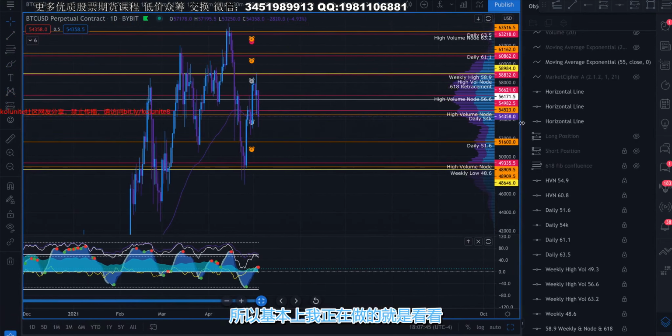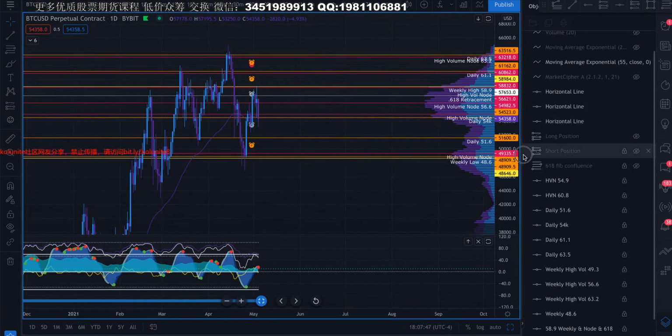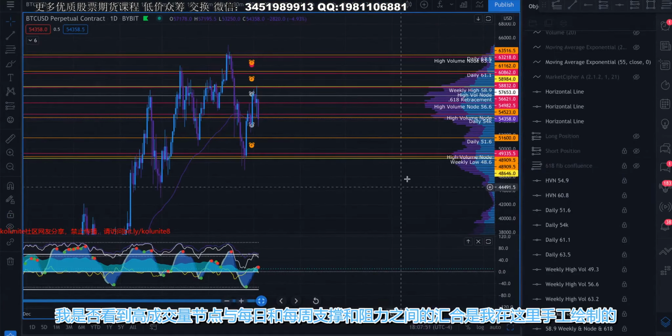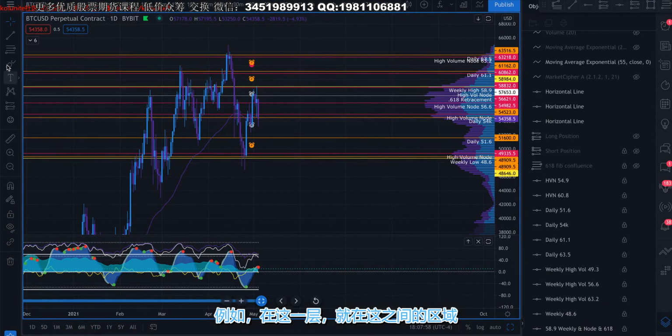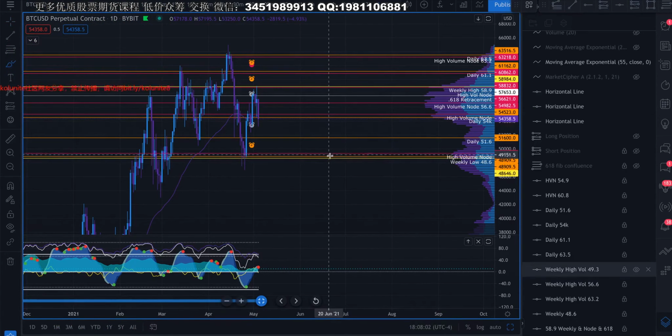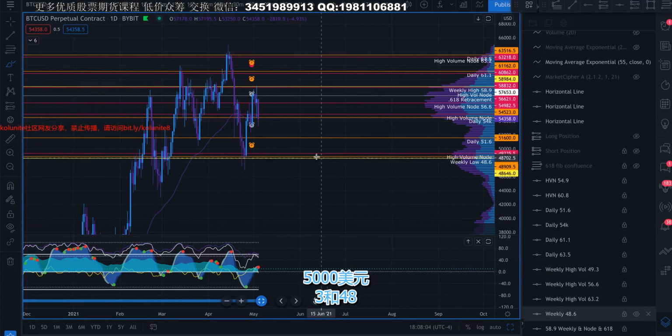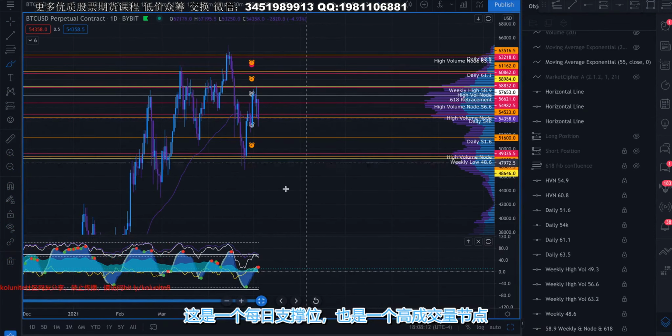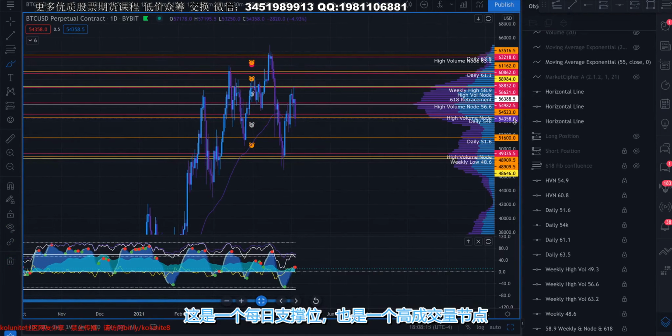So basically what I'm doing is I'm looking to see, do I see a confluence between high volume nodes and daily and weekly support and resistances that I drew by hand? Right here, for example, down at this level, in this zone between 49.3 and $48.5 thousand, I can see that this is an extremely important support because it's a weekly support level, it's a daily support level, and it's a high volume node.